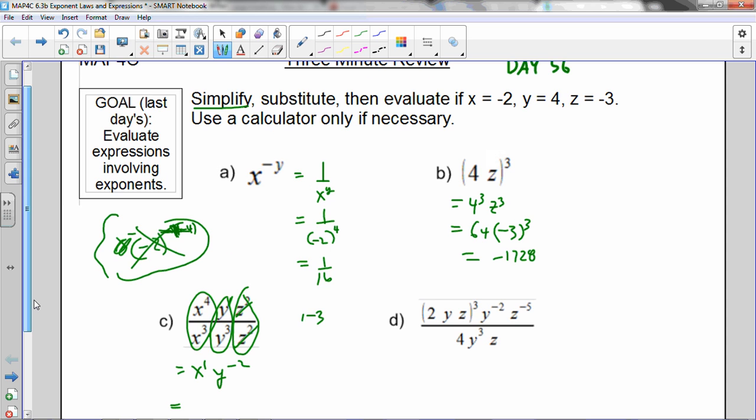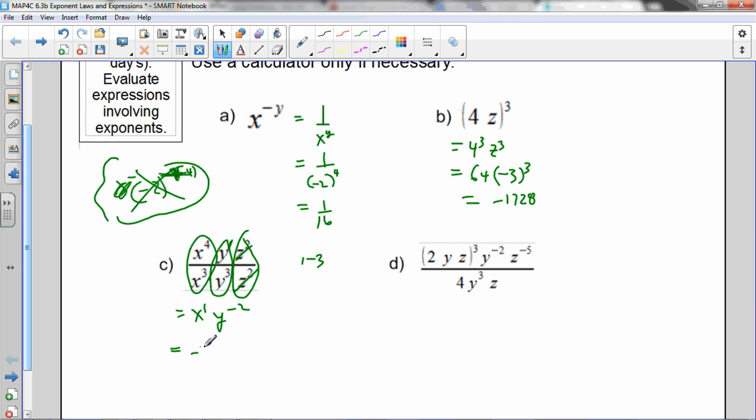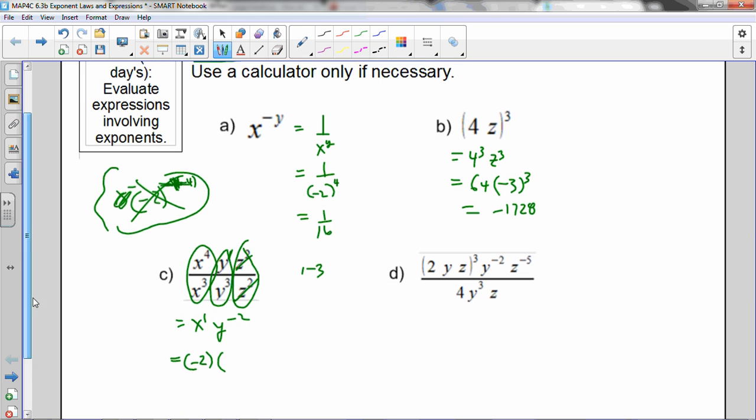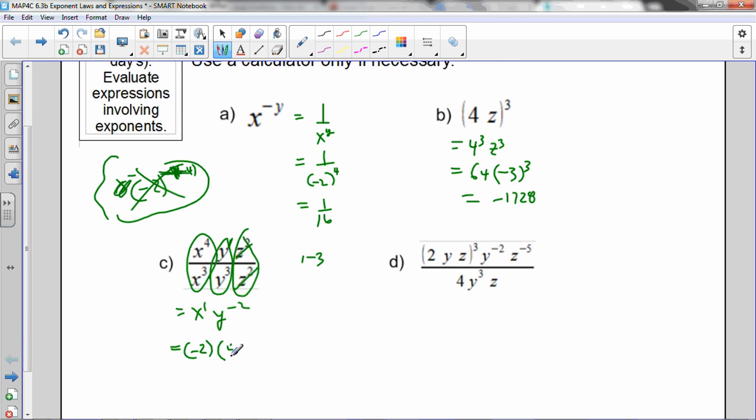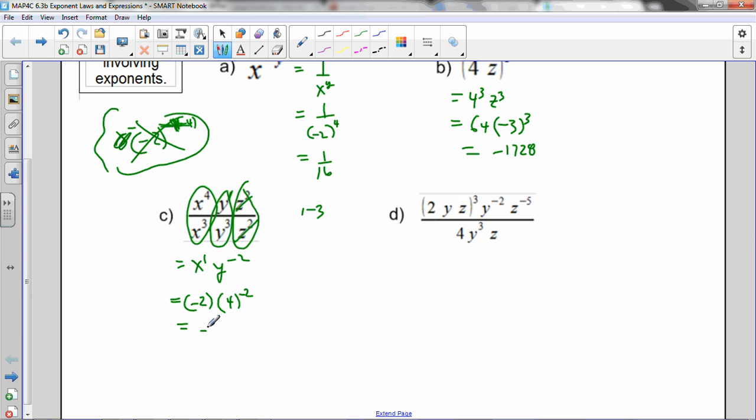And then now this isn't so bad. I'll substitute this now and see what happens. -2 to the exponent 1. And I've got, what was it? What was y again? 4. 4 to the exponent -2. And I'm still not going to use a calculator, because watch. 4 to the exponent -2 is 1 over 4 squared. Still no calculator. 1 over 4 squared is 1 over 16.